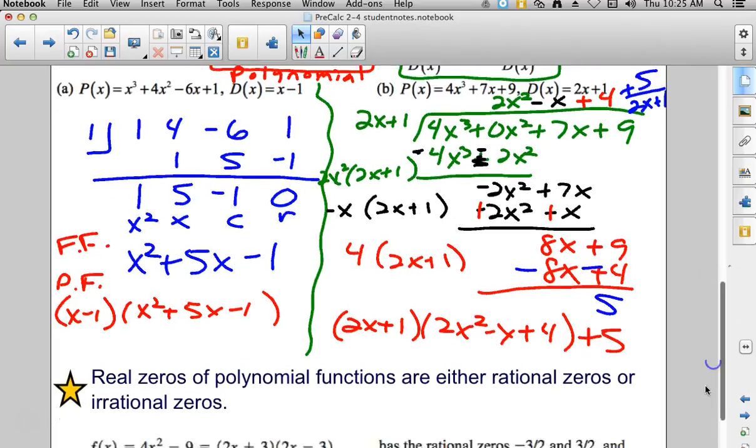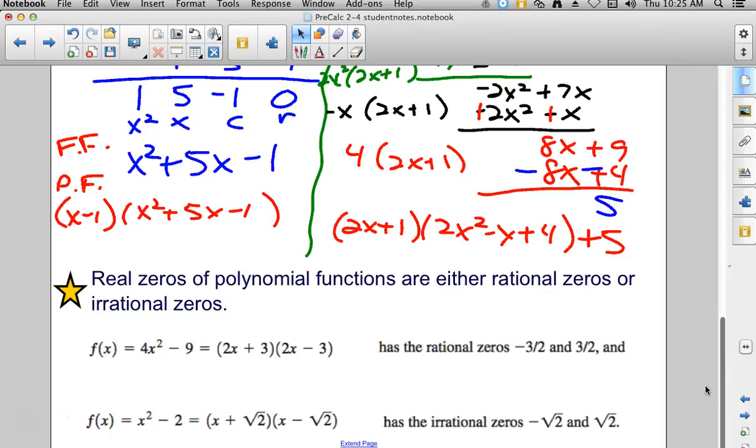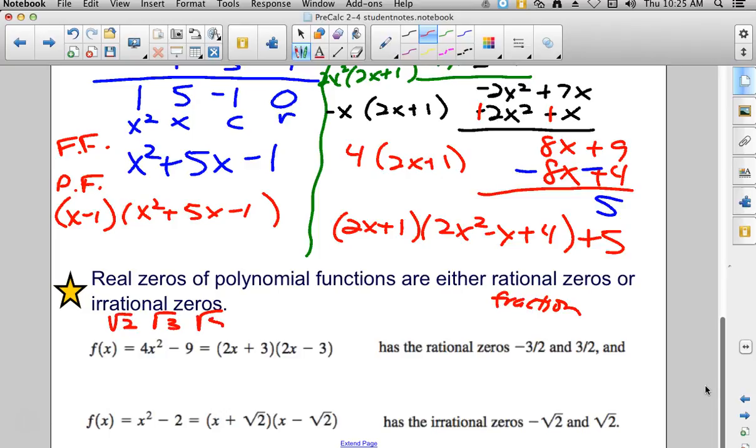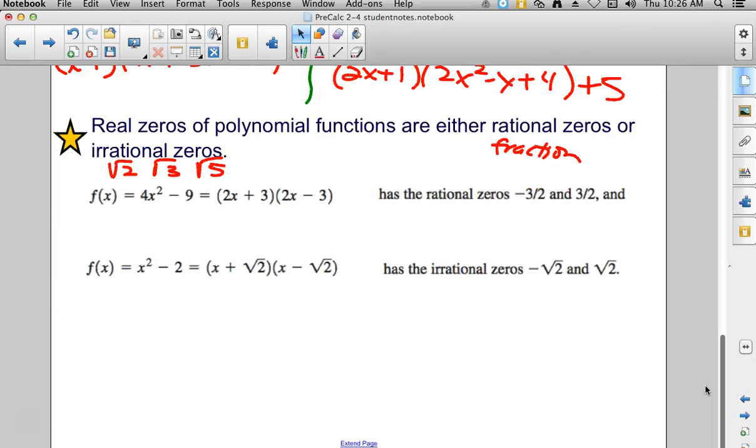So real zeros of our polynomial functions could be rational zeros. Remember, rational means fraction. Use your root word there of ratio. So if we have a rational zero, it's one that could be written as a fraction. And irrational is going to be the nasty square roots that you really can't do anything about. It's the square roots of primes, actually: square root of 2, square root of 3, square root of 5. There's nothing we can do with them that's going to give us a perfect answer. You could sure put them in a calculator, but you're going to end up rounding no matter what. So we can get rational, but we can also get our irrationals.